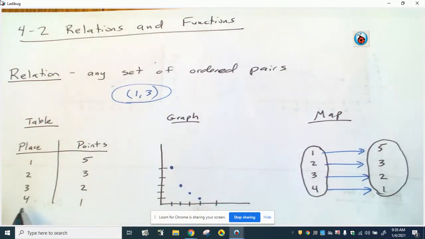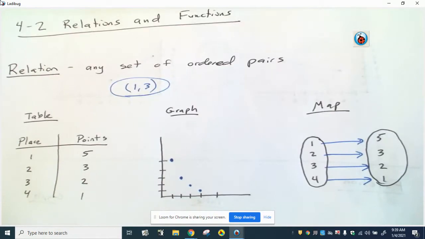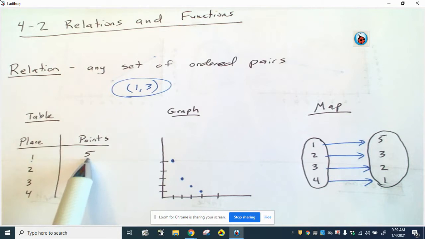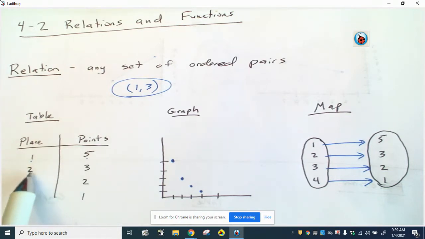We can represent those in three different ways. We can show them in a table form, like if you're, say, in a track meet and you place first, you might get 5 points for placing first. If you get second place, you get 3 points, and so on. But we could show it in a table format. We can graph those points, right? 1, 5, 2, 3, 3, 2, and so on and so on.